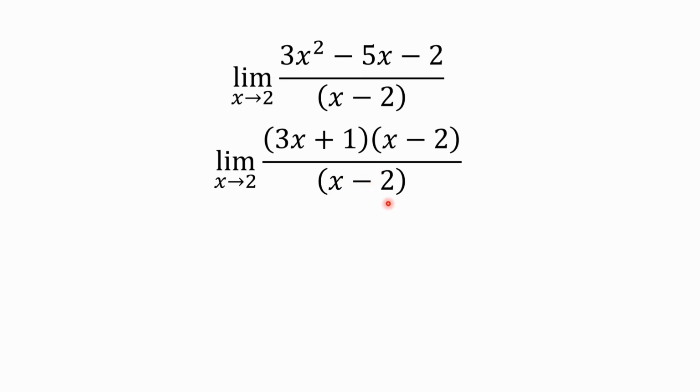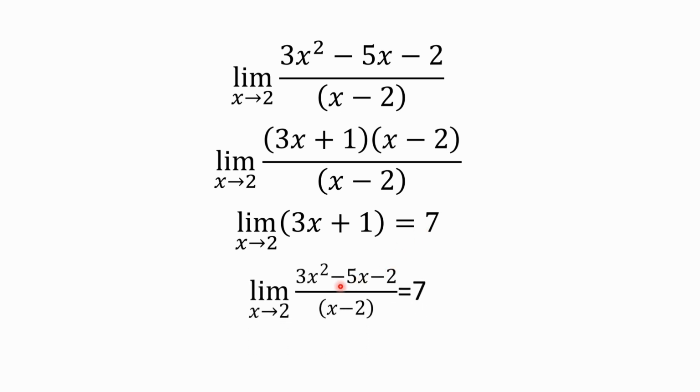And when you cancel that out, you end up with just this term right there. Now I can plug 2 into there, and I'll get 7. The final step of this is to just write it in the proper form. You are going to have the limit as x approaches 2 of 3x squared minus 5x minus 2 divided by x minus 2 is going to equal 7. And that's your final form.